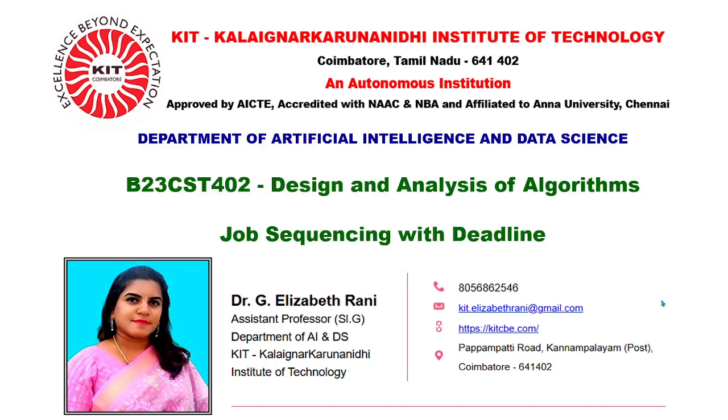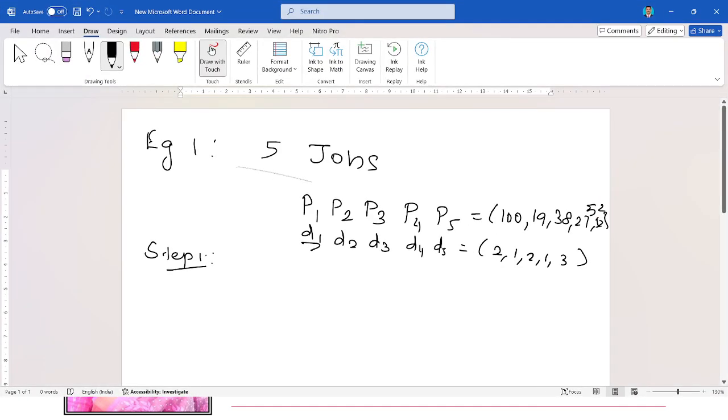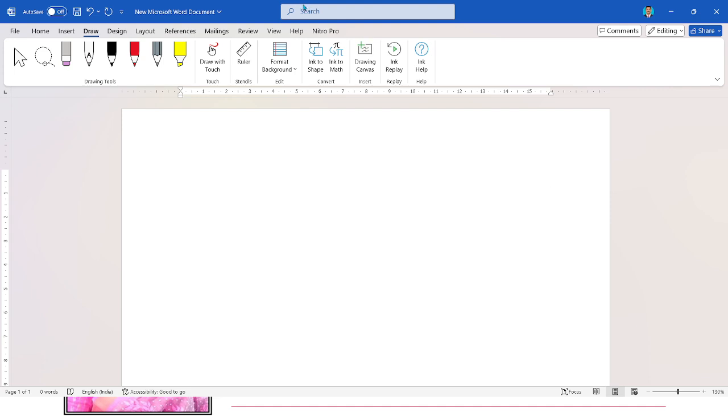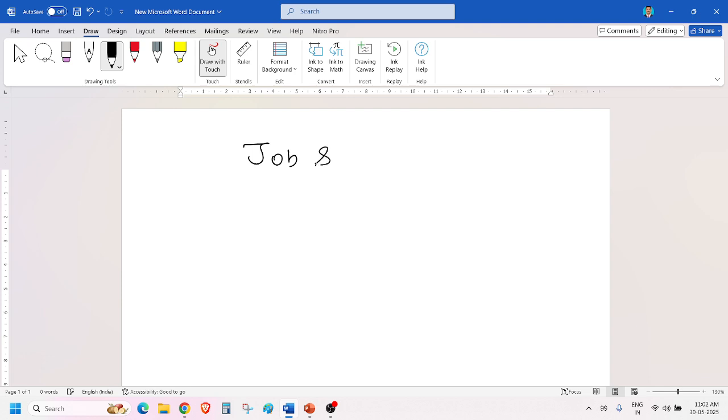So let's move into our topic so that it will be easy to understand what we have to learn. First we will study job sequencing. Why do I have to study job sequencing? Before moving into that, we should know what is meant by job sequencing with deadlines. So n jobs will be assigned for you.